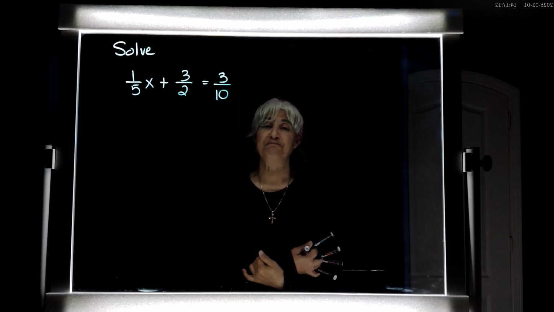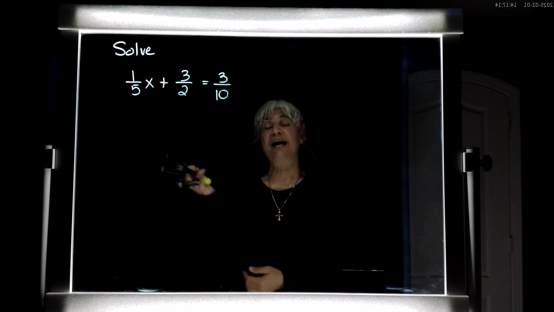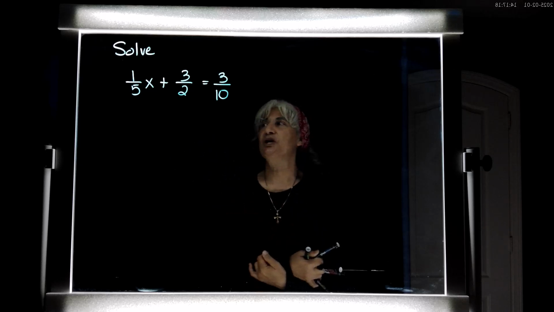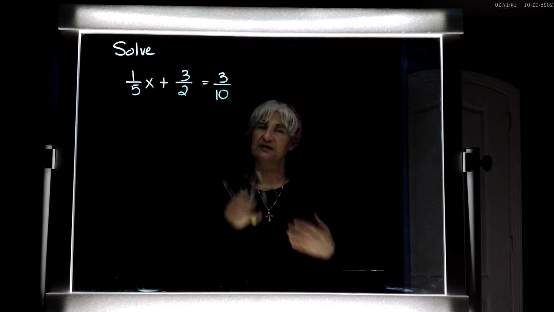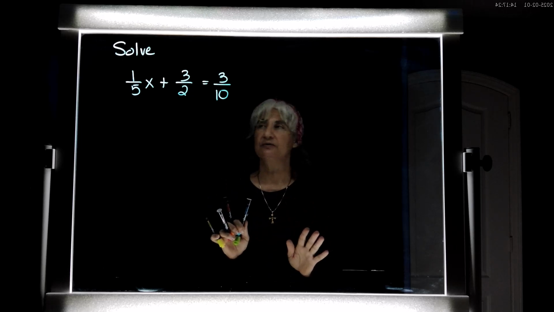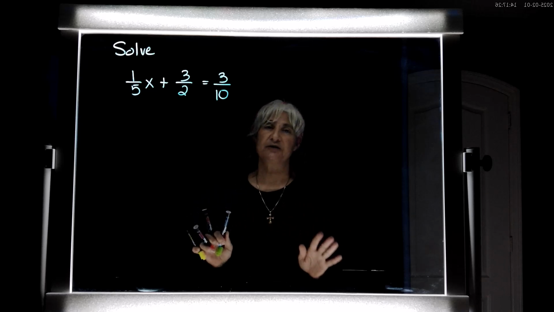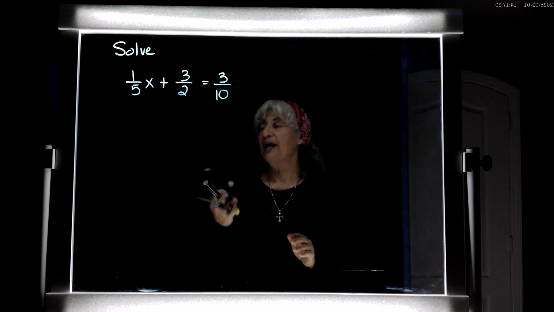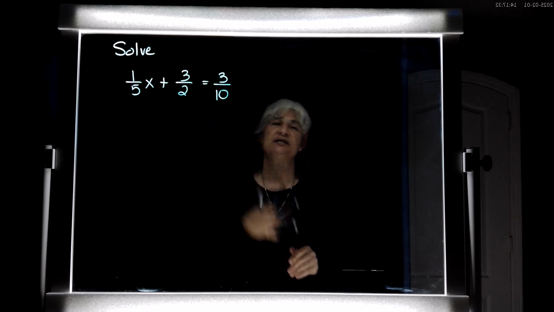Okay, how you doing? Let's refresh our brains on how to solve an equation that contains fractions. So, first things first, let's get this as simple as possible. All the denominators are different. Why don't we get them all the same first? Okay? So I have a denominator of a 5, a 2, and a 10.